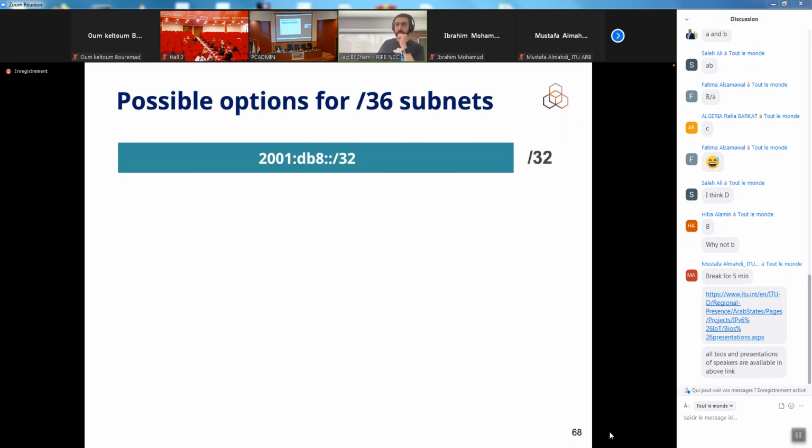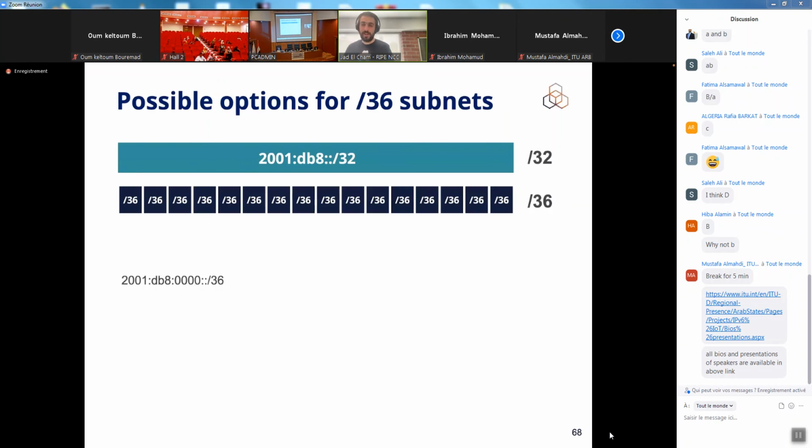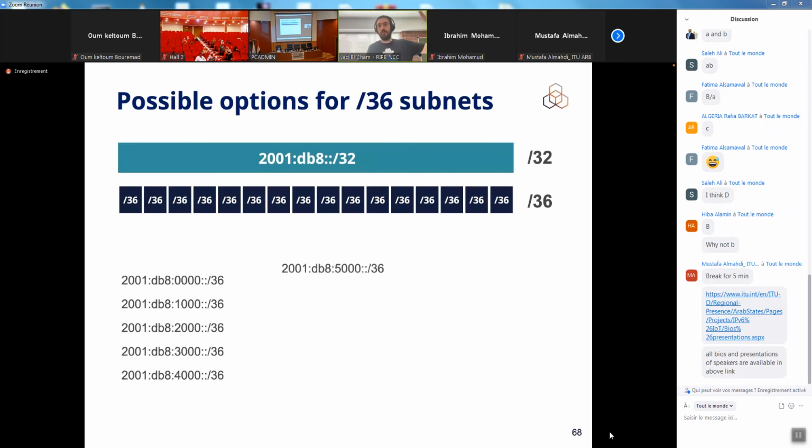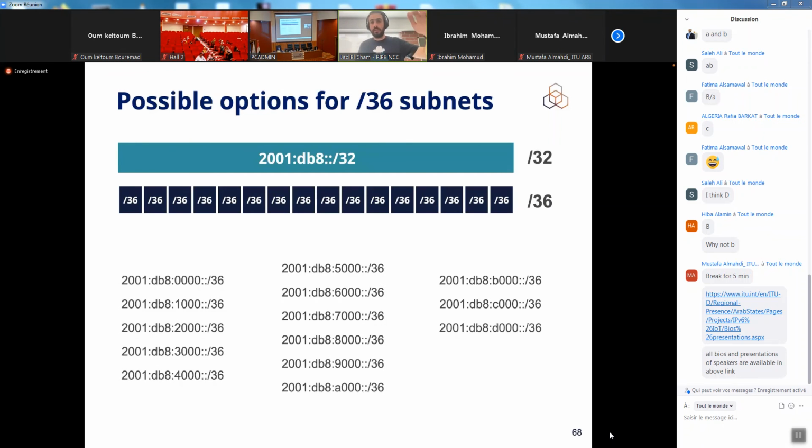So how do you do this? You take the /32, the allocation that you got from the RIPE NCC, and you divide it into individual /36. Now, how many can you get? 32, 36, 4 bits, 2 to the power 4. That's 16 different options. So you start listing them out, etc. These are the 16 different subnets that you can give to your customers. And then it's up to you, really. You decide which one to give them.